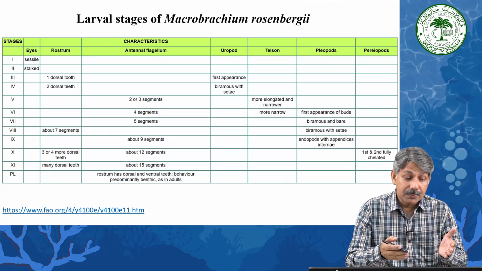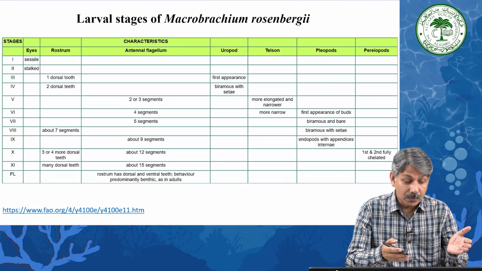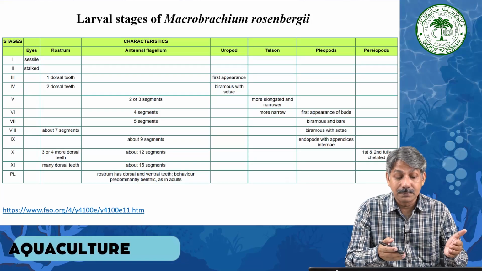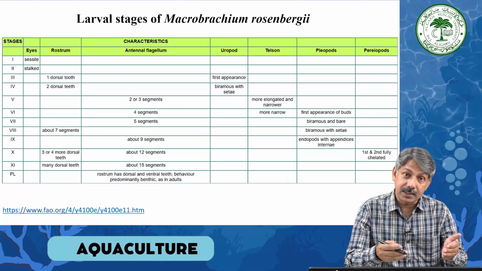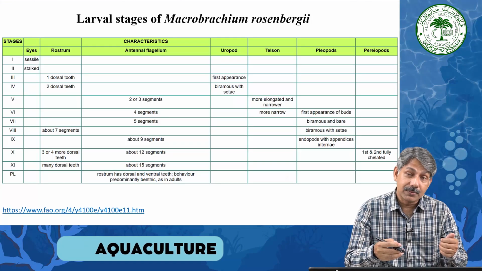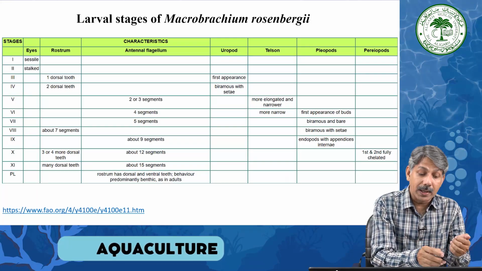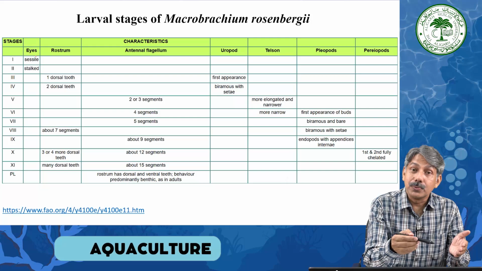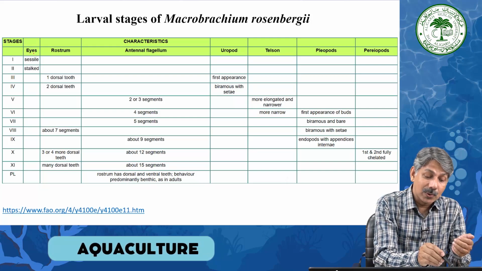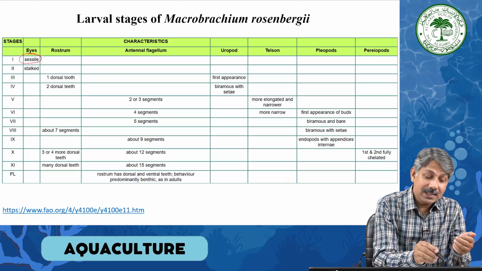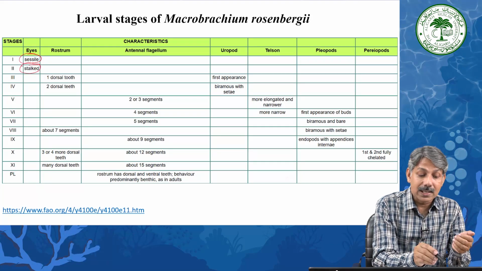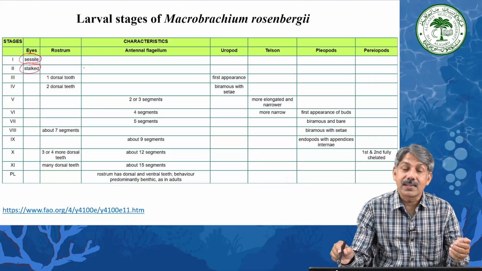Now, if you want to characterize it structure-wise, that is, where and what kind of characteristics are visible at different stages. For example, in stage 1, what you have to monitor is only the eyes. In stage 1, sessile eyes are present. In stage 2, stalked eyes are present. There are no other characteristics written here.